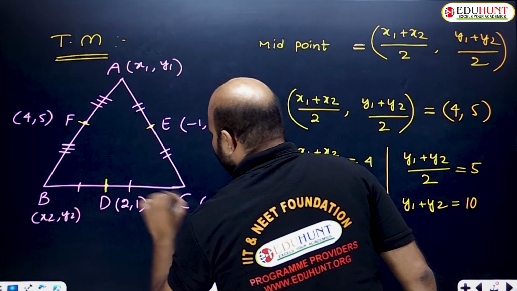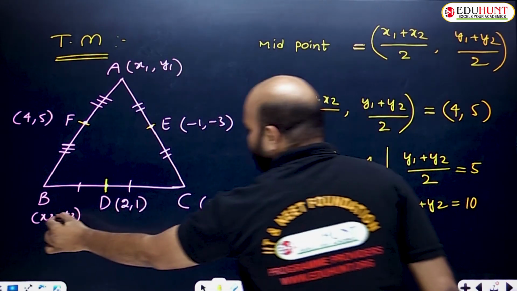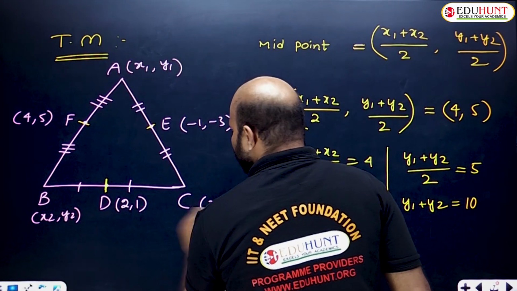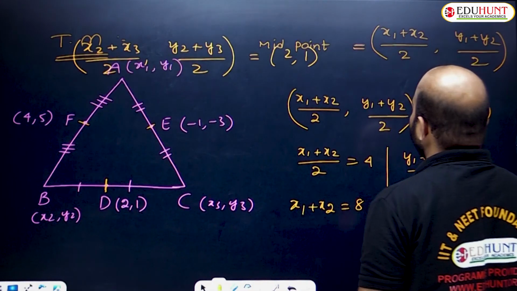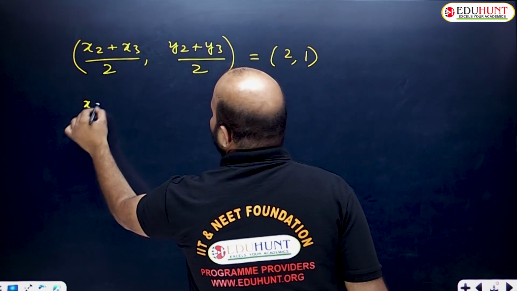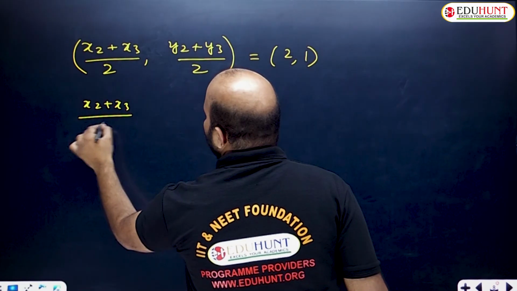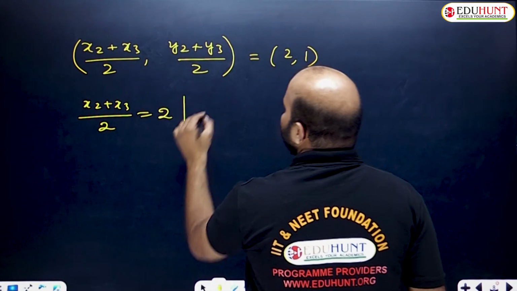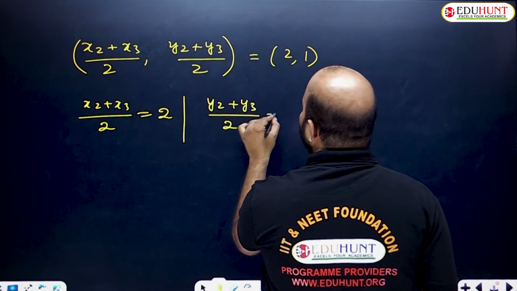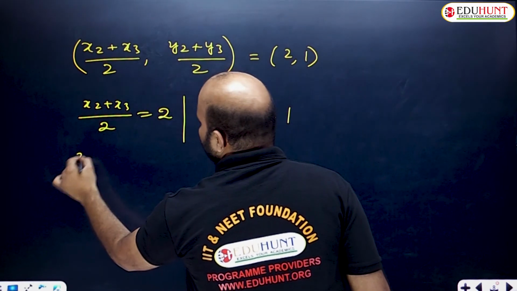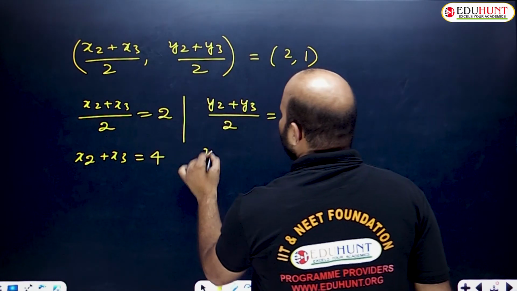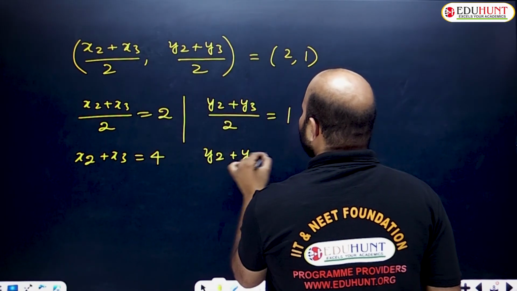So the midpoint of B and C, that is D. So I'm taking the midpoint formula: x2 plus x3 by 2, y2 plus y3 by 2 equals 2 comma 1. By comparing the terms, x2 plus x3 by 2 equals 2 and y2 plus y3 by 2 equals 1. According to cross multiplication, x2 plus x3 equals 4. Here y2 plus y3 equals 2 into 1, 2.